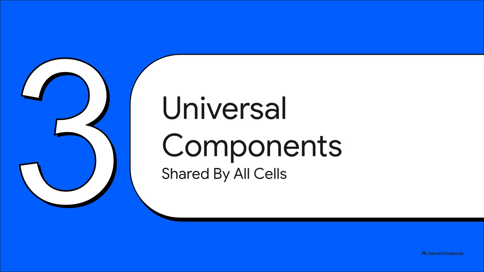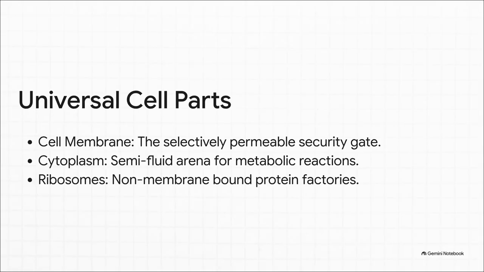Which brings us to Section 3, the universal cell components. We've talked about the theory, so let's talk about the hardware. If cells are the universal unit of life, there must be some universal truths, right? Well, let's uncover the components that apply across the board, from the tiniest bacteria to the trillions of cells sitting inside you right now. No matter how simple or complex, every single cell on Earth shares these three fundamental components.